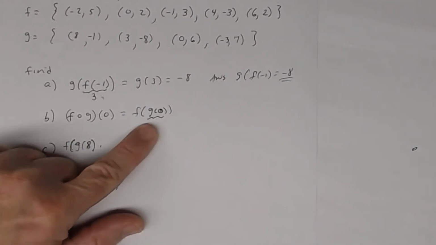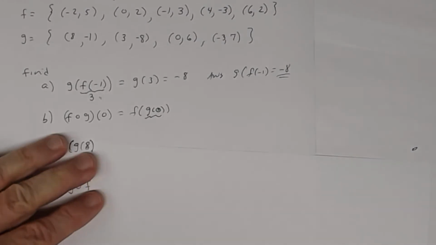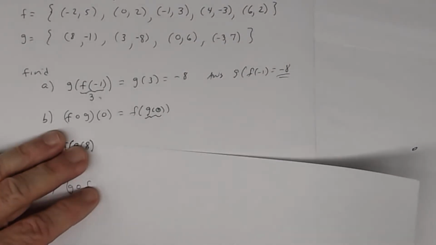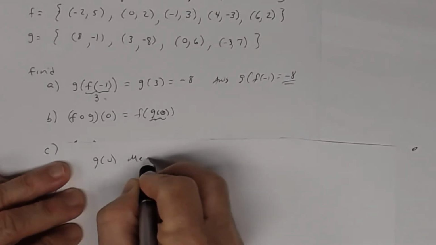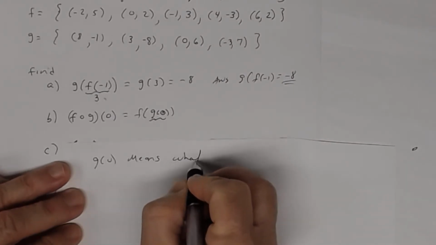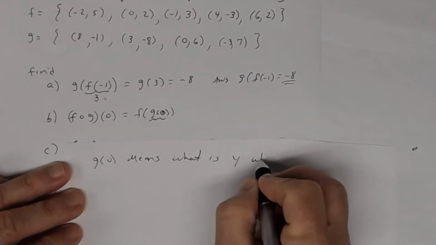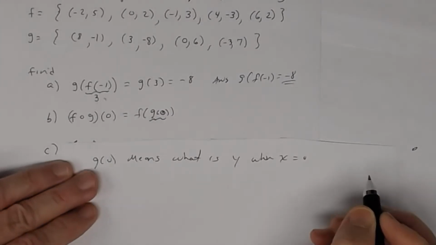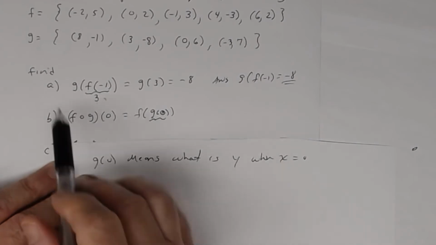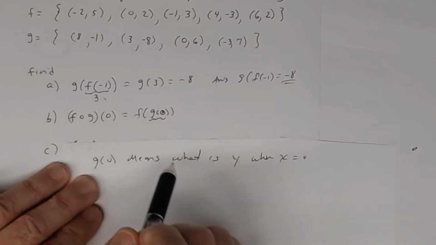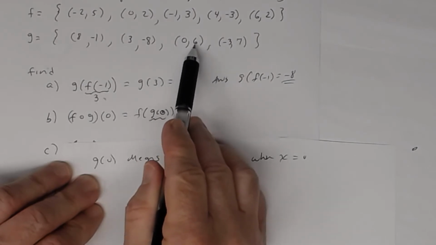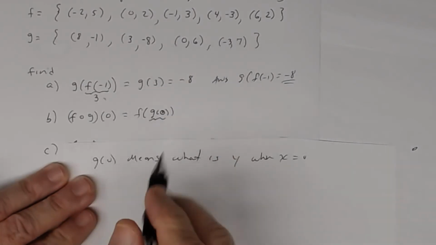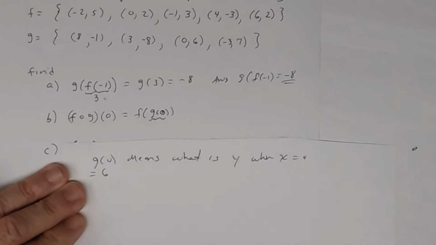Remember what g of 0 means. G of 0 means what is y when x equals 0. But I got to go to my function g, so here's the one you got to go to. So when x is 0, this is the ordered pair where x is 0, and the question is, what's the y value? Well, the y value is 6. So g of 0 is equal to 6.